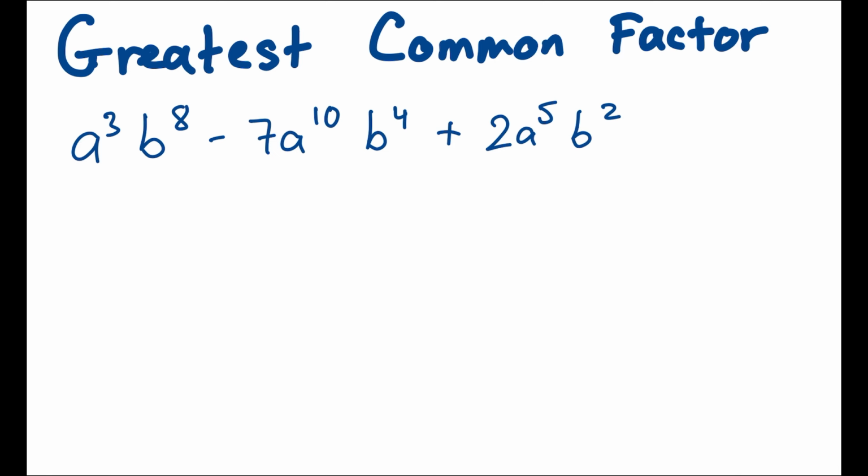So the first way will be the greatest common factor. Here we have a polynomial, and the first thing we need to do is find the greatest common factor. The name is greatest common factor, but we need to look for the smallest power of that you see here. A3, we have A10, and we have A5. So A3 is the smallest one of all, so we factor A3 out.